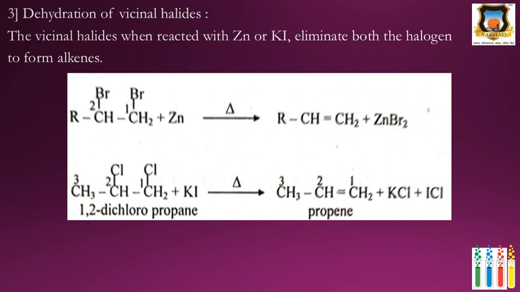Then next is the dehalogenation of vicinal dihalides. Vicinal dihalide means halogens are present on adjacent carbon atoms. When they are heated in the presence of zinc, there is formation of alkene plus zinc bromide. And 1,2-dichloropropane, when heated with potassium iodide, gives propene plus KCl, and ICl, that is the interhalogen compound ICl, is formed as a byproduct.